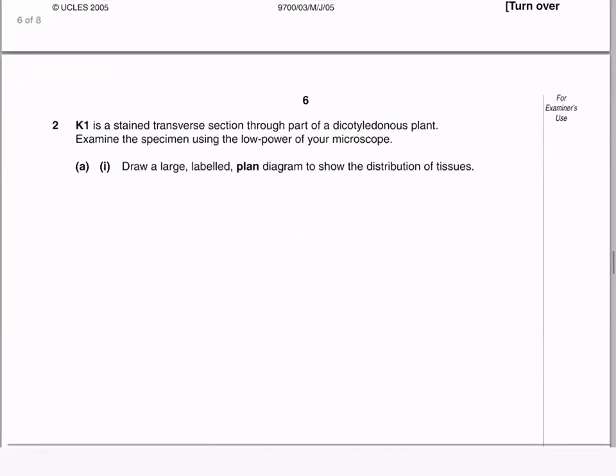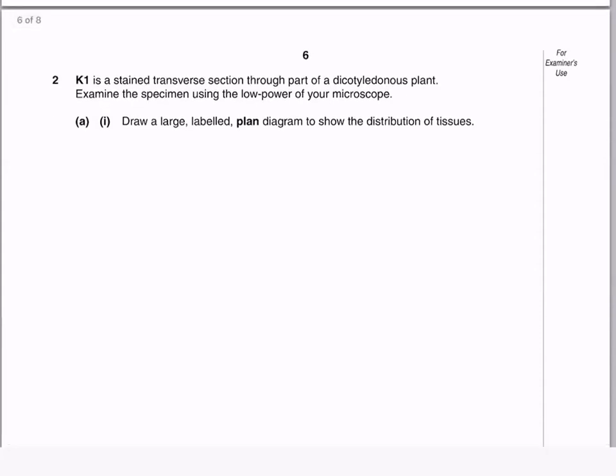If they ask you to make a large labeled plan diagram, then this means that your diagram should be large. Roughly, I can say that a large diagram should not be less than 70 millimeters in diameter across. It should be either 70 millimeters across, or larger than that, but not less than 70 millimeters. Okay, so we have this question. It tells you that you've been given a stained transverse section through part of a dicotyledonous plant. After observing it under low power, as the instructions say, you are supposed to draw a large labeled plan diagram to show the distribution of tissues.